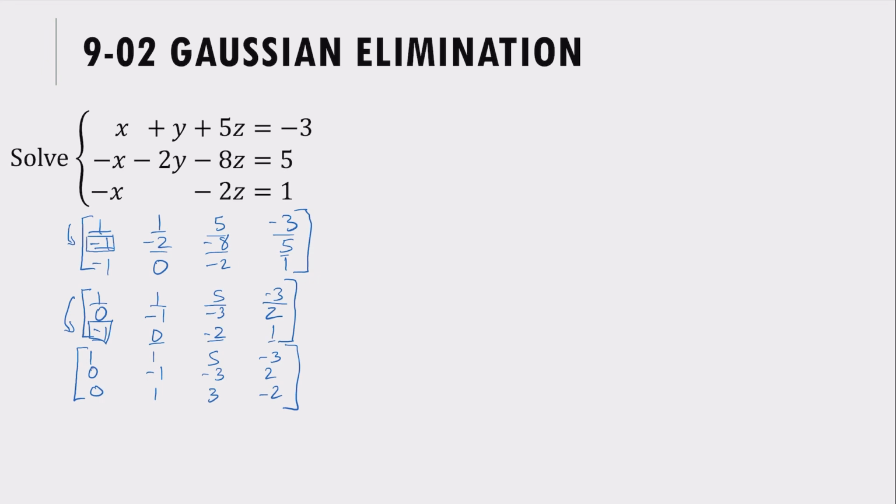All right. Let's get a 0 down there. Looks like I can just add the second and third. Top row stays the same. Second row stays the same. Third row becomes 0 plus 0, -1 plus 1, -3 plus 3, 2 plus -2. So we get a whole row of zeros.